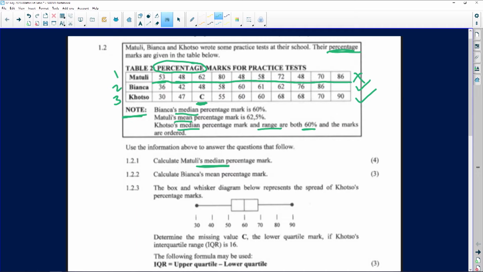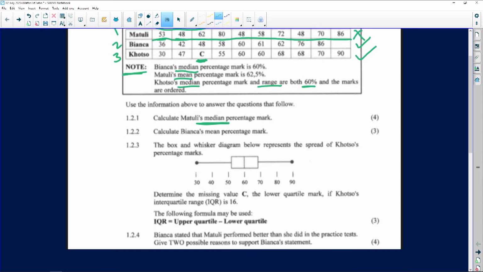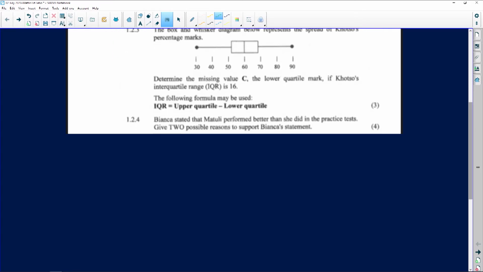Don't be scared to make your paper dirty. Write on it as much as you want. It is your paper. I'm going to take those marks and I am going to put them in order. Why am I putting them in order? So that I can find my most middle mark. I'm going to write them down. It's 58. So I'm going to write them down nicely in order.